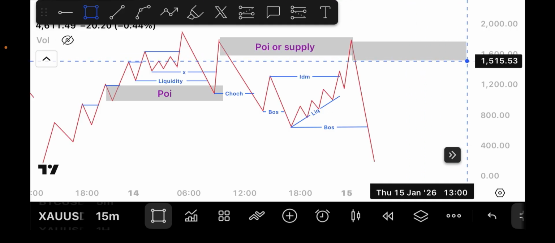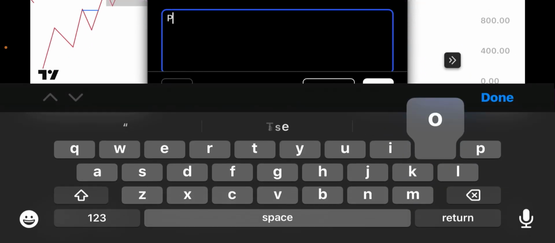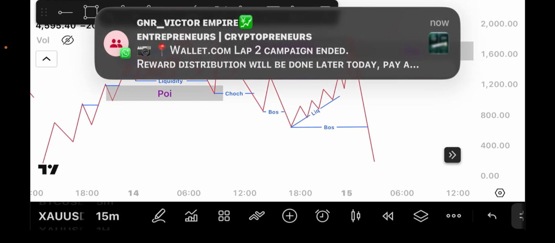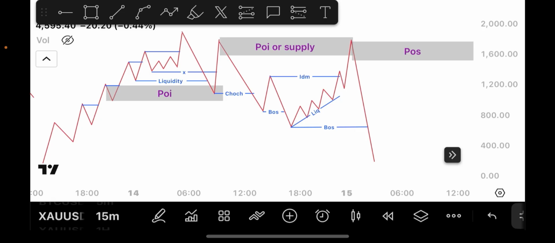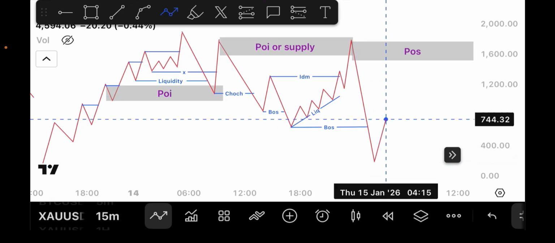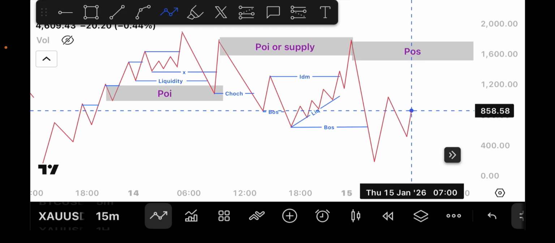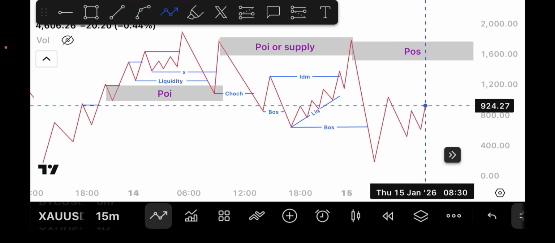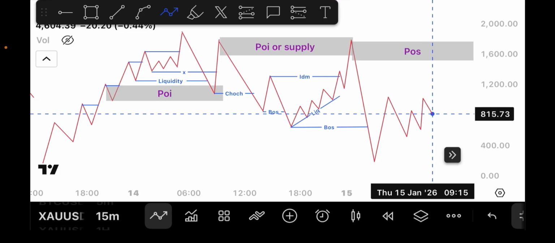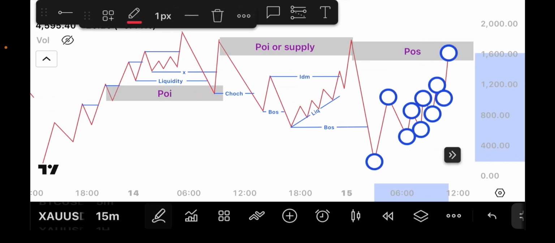Maybe we'll have our point of interest at this zone. Let's say we have our POI. The market will do something like this again. Sorry guys. Then the market will do something like this again. Market will start creating liquidity again. You feel that the market will do something. Market will just be doing something like this, creating higher high, higher low to go and mitigate here again.